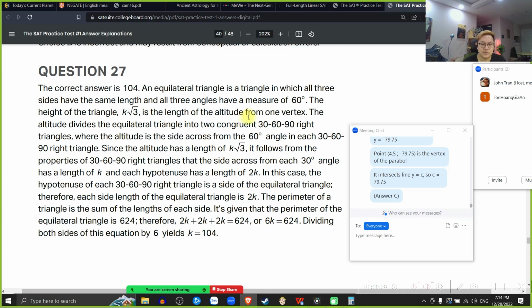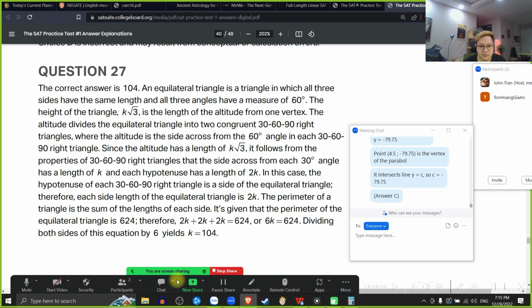Of the altitude from one vertex. The altitude divides the equilateral triangle into two congruent right triangles. Nó chia cái tam giác đều này thành hai tam giác 30, 60, 90, hai bên trái và phải, nơi mà cái altitude là cạnh xuyên suốt từ góc 60 độ đến cái 30, 60, 90 này.